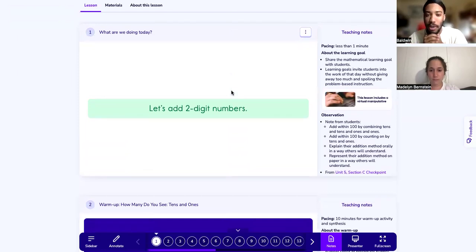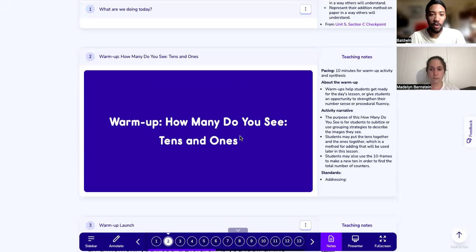All right. What's our goal today, Maddie? What are we going to be focused on? Can you read it to us? Let's add two-digit numbers. Great. So we're going to be adding two-digit numbers. That is our focus. That is our goal today. Let's start with our warm up.